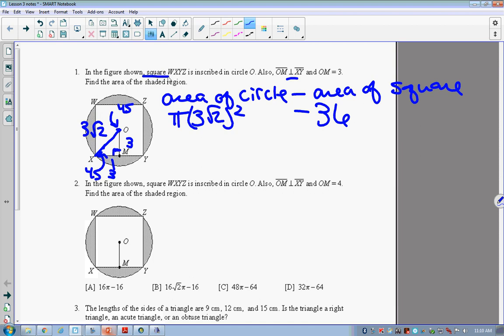But I can simplify that, right? What's 3 squared? What's radical 2 squared? 2. What's 9 times 2? 18. So I know that my answer is 18 pi minus 36. And did they give me any kind of units? Units squared. Okay, let's check. 18 pi minus 36. Very good.